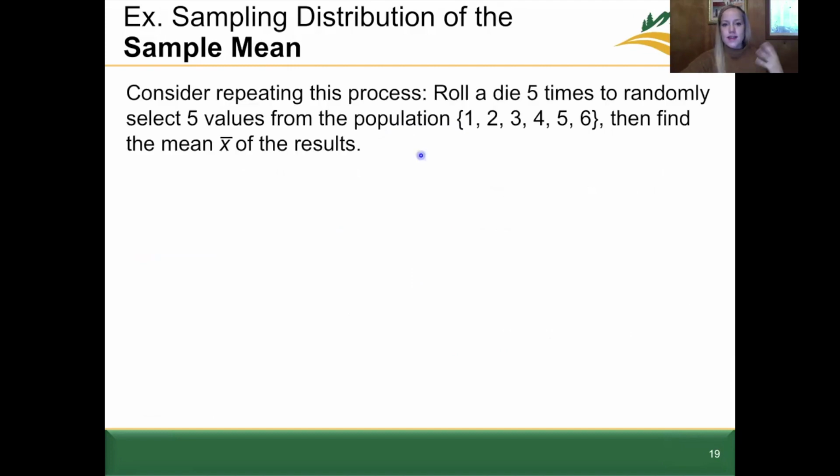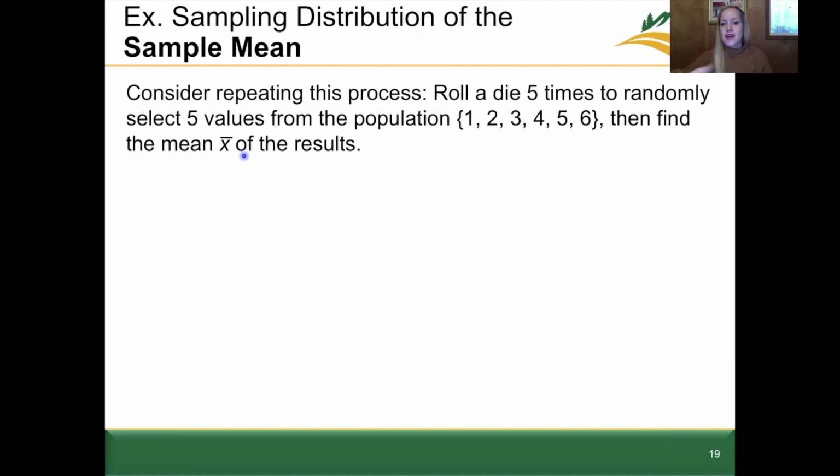Let's also talk about sample means. Let's consider repeating this process. So roll a die 5 times to randomly select 5 values from a population. Our population on a die is either 1, 2, 3, 4, 5, 6. Then after rolling the die 5 times, getting 5 different values from 1, 2, 3, 4, 5, or 6, find the mean or X bar of that result.